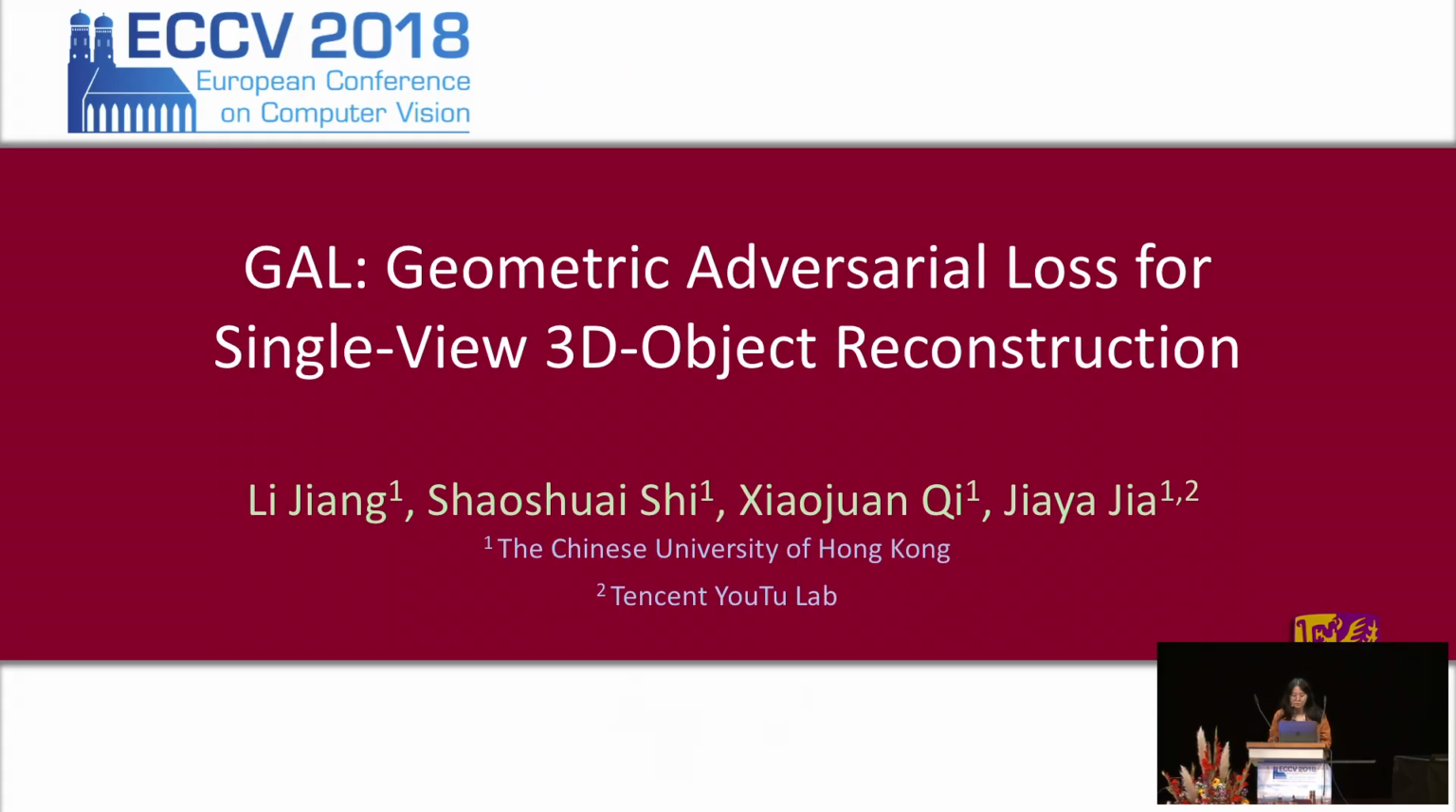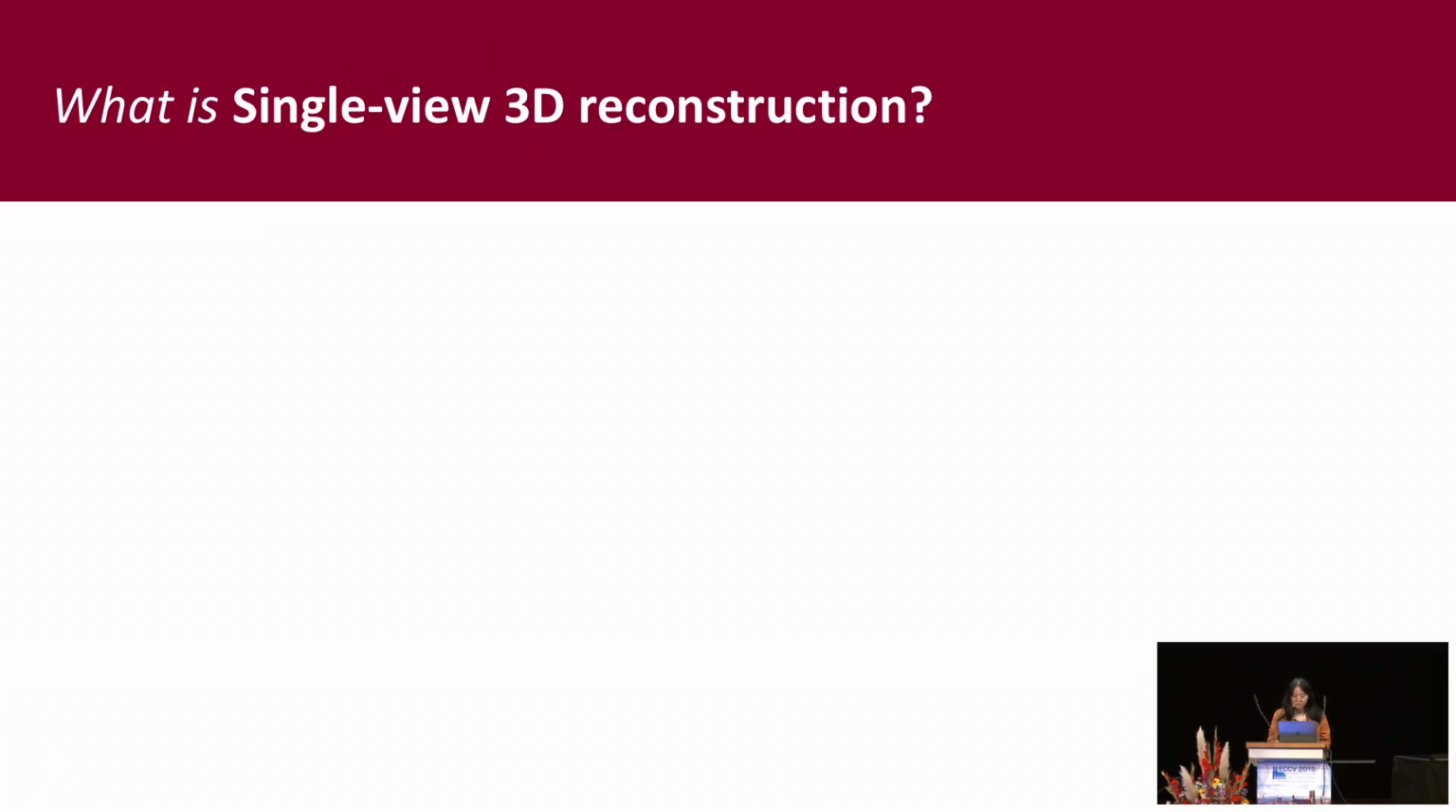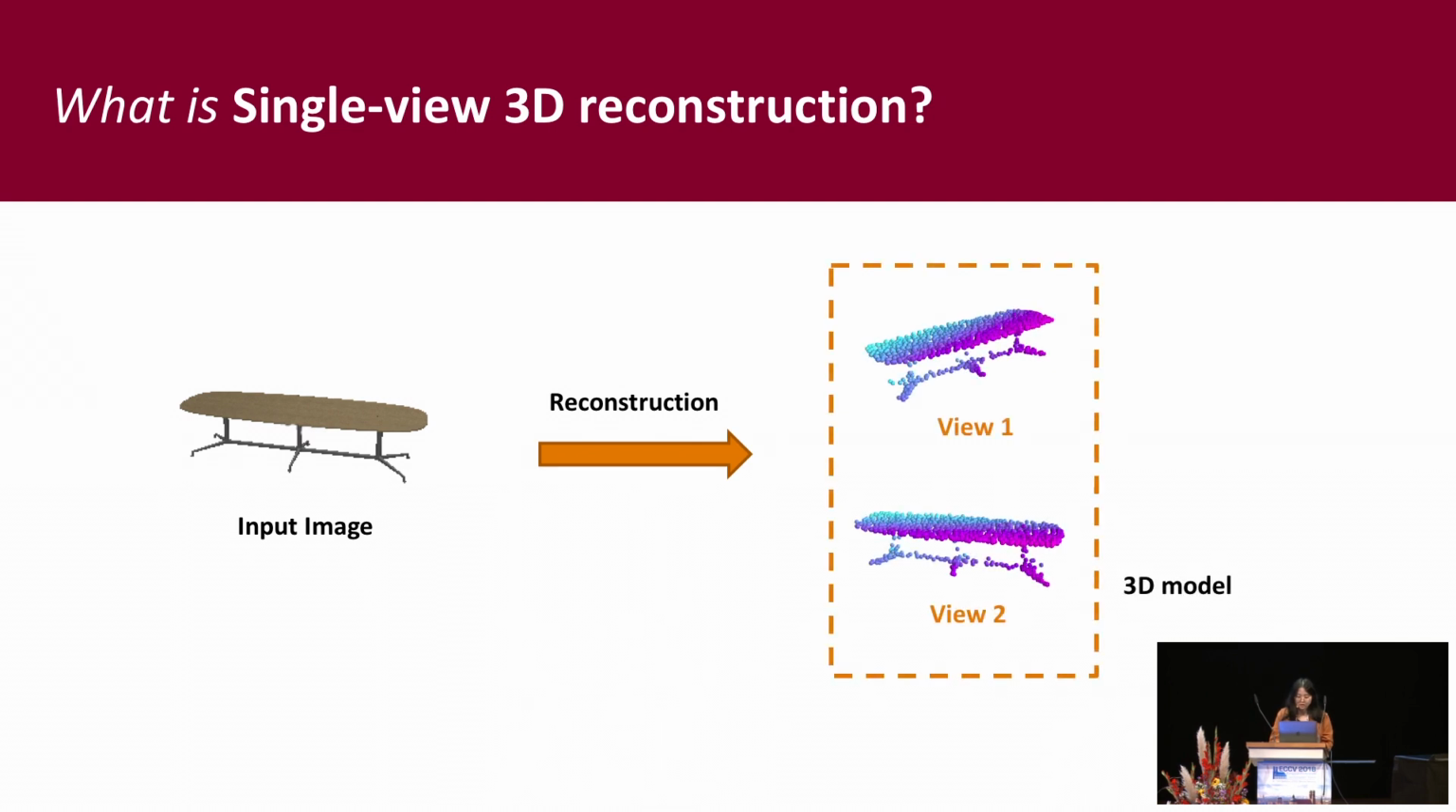Hello everyone, I'm Jiang from the Chinese University of Hong Kong. Here my presentation is about single-view 3D object reconstruction. So first, what is single-view 3D reconstruction? Given only one input color image, single-view 3D reconstruction is a process of reconstructing the complete 3D model of the object according to the input image. 3D reconstruction could be widely applied in 3D printing, robotics, virtual reality, and augmented reality.